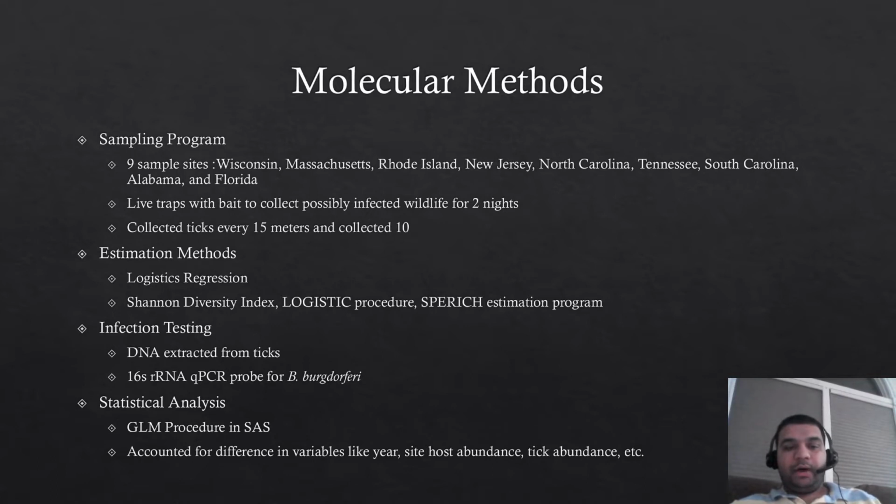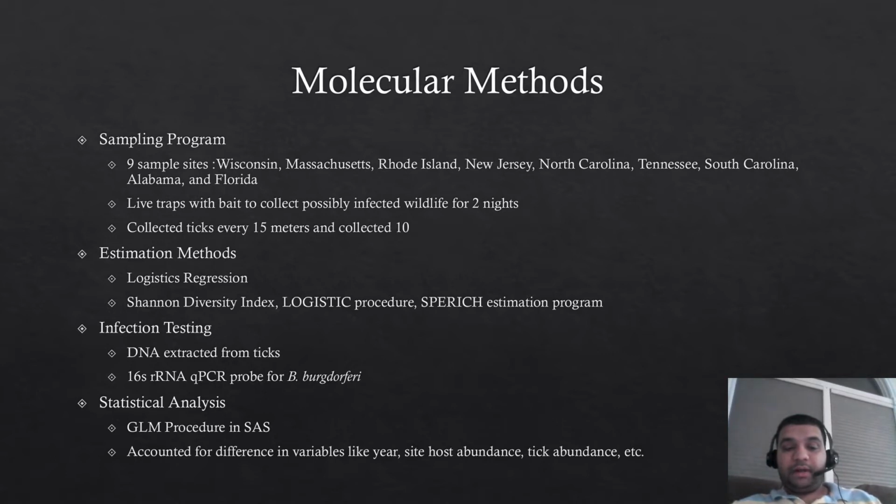So to get into how they are going to answer this question, we have to look at the methods that they used. Their sampling program included 9 sample sites that we can actually see in the previous slide, which included Wisconsin, Massachusetts, Rhode Island, New Jersey, North Carolina, Tennessee, South Carolina, Alabama, and Florida. They had live traps and collected wildlife for 2 nights, and they also collected ticks every 15 meters surrounding the trap.